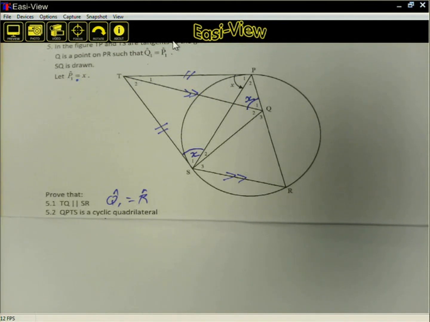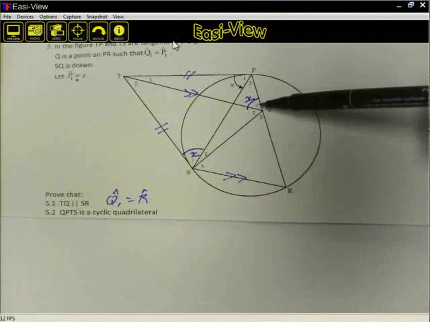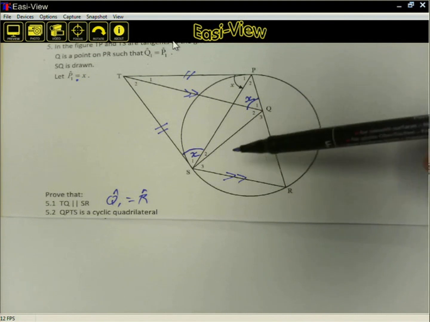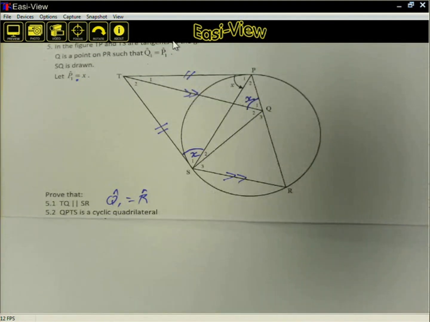Secondly, if the opposite angles of a quadrilateral are supplementary, then the quadrilateral can be cyclic. Look, angle T plus Q1 and Q2. Those are the opposite angles. If they give you 180, you can conclude by saying QPTS is a cyclic quadrilateral.